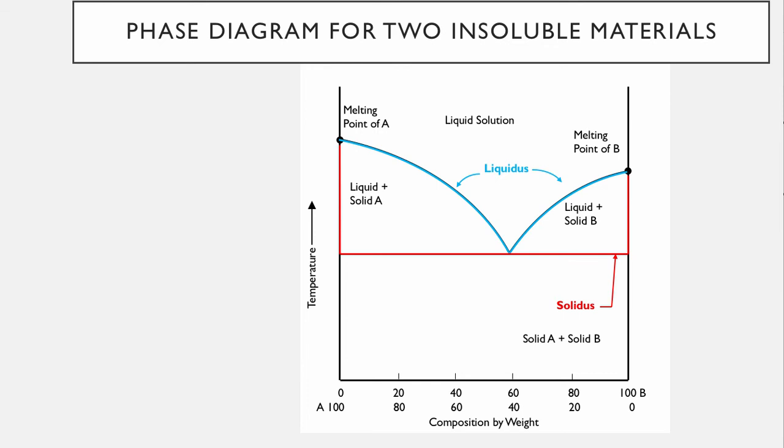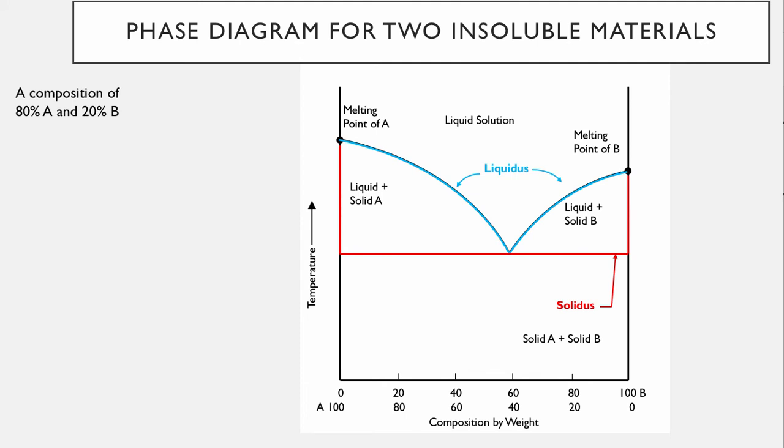If your percent composition, when you draw the original vertical line indicating it, is to the right of the point where our two liquidus curves come together, then only material B is solidifying below the liquidus until you hit the solidus. And of course, if B is solidifying, there's going to be less and less B in your liquid as you're cooling. So let's look at an example of what that might look like.